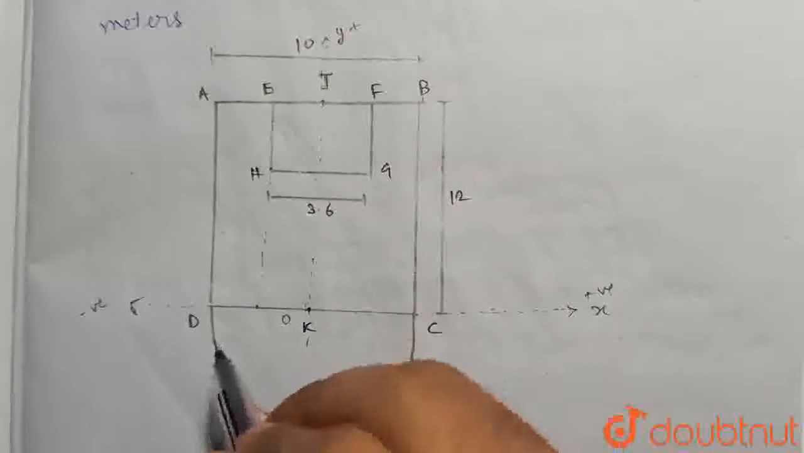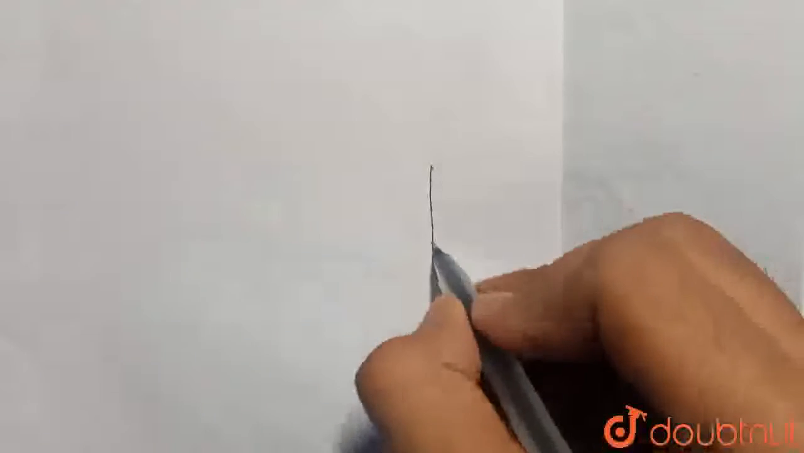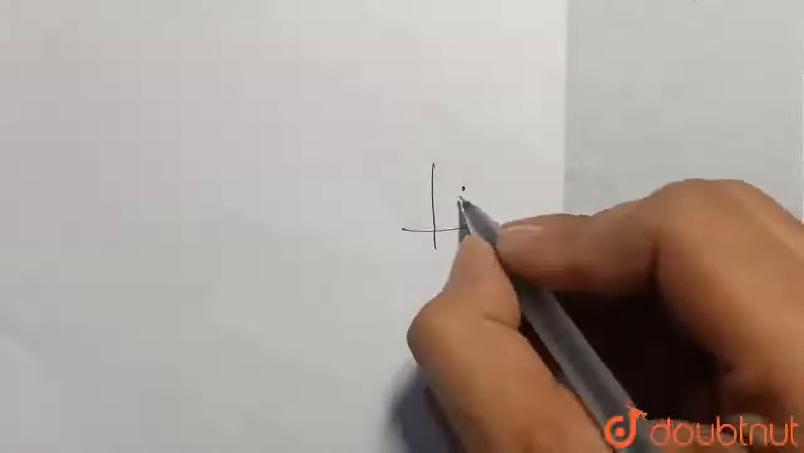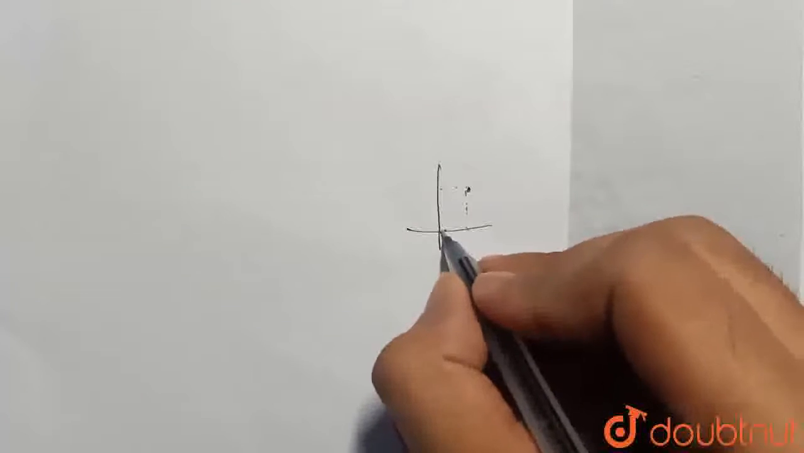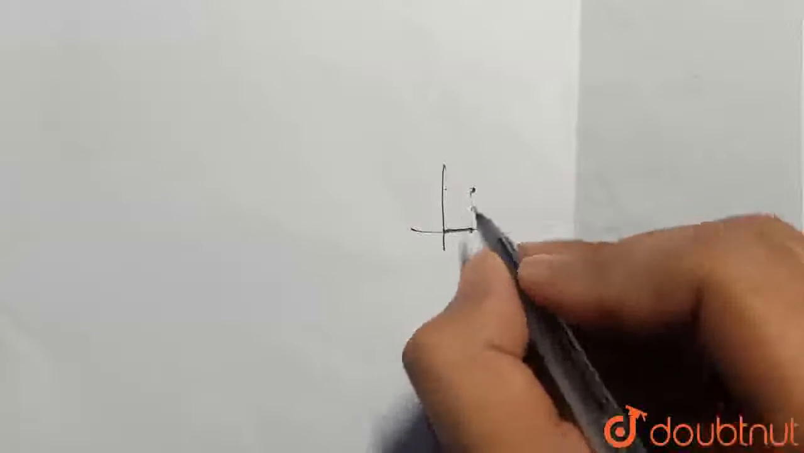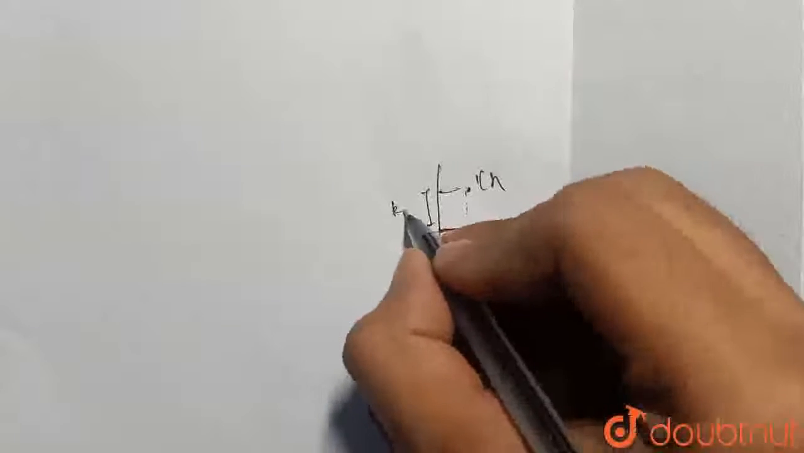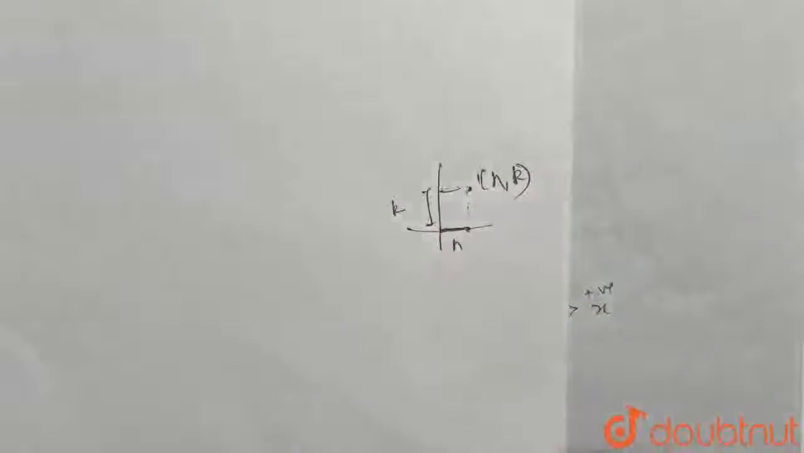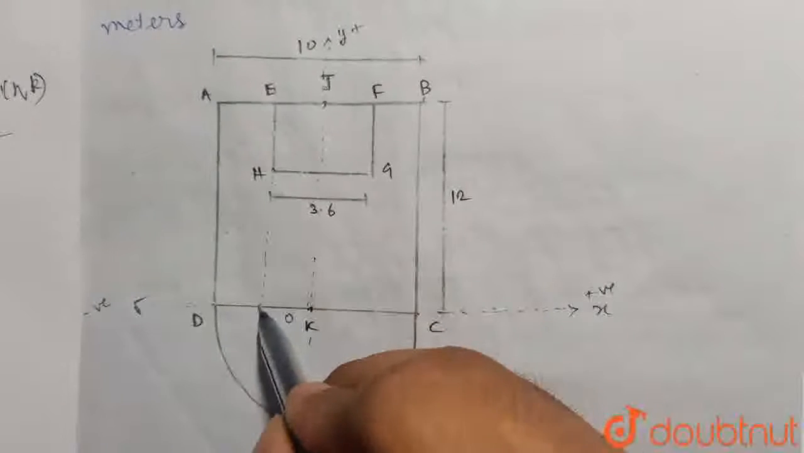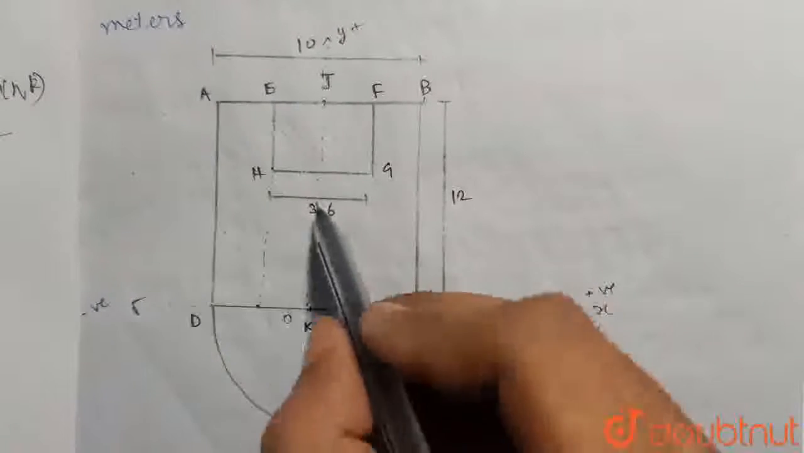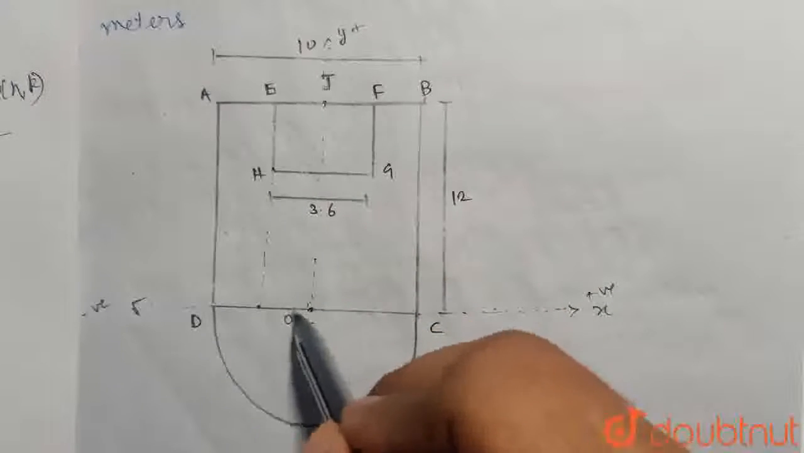Because in a coordinate plane, how do we calculate the coordinates of any point? We just drop a perpendicular onto the x-axis and y-axis and then calculate the distance of this point from the origin. If this is h, then the x coordinate will be h, and if this is k, then the y coordinate will be k. Similarly, we will find out the distance of this point from K.